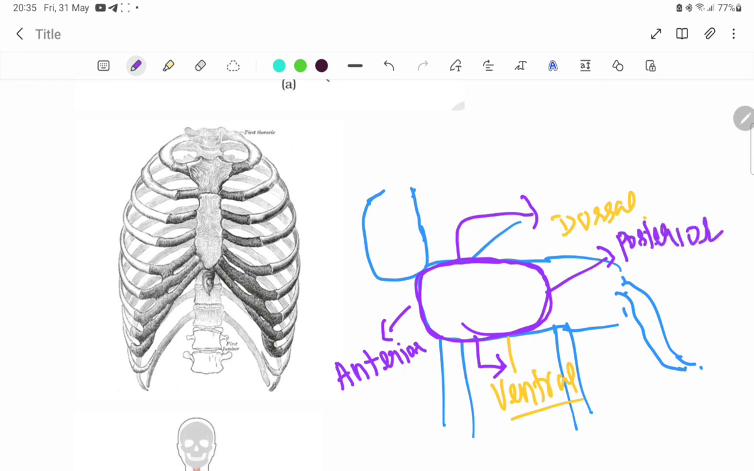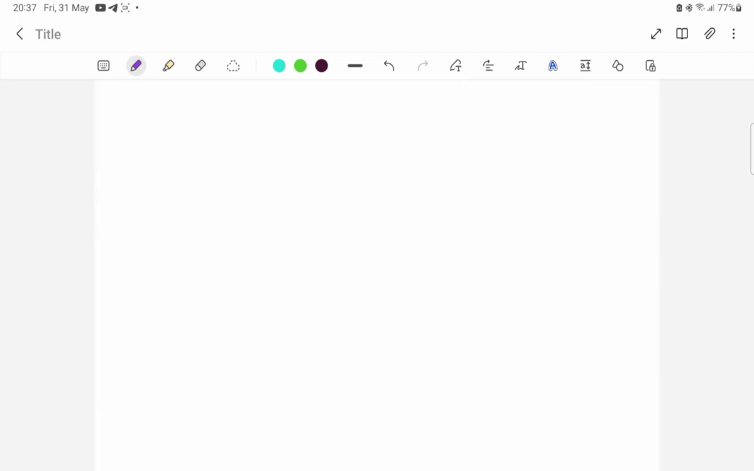We are going to discuss the relations in axis based on these animals only. If you know this now, it will be very easy to apply it to humans. So consider this is a 4-legged animal, this is a thoracic chamber, the above part is dorsal, the below part is ventral, the front is anterior and the back side is posterior.